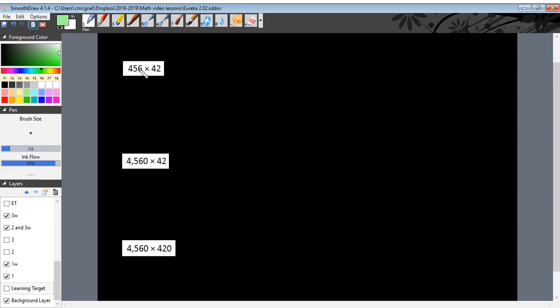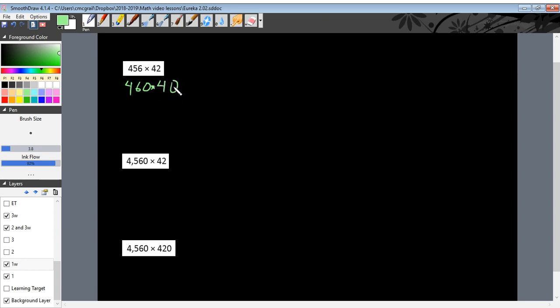So in your notebook, leaving a little bit of space, we're going to solve these 3 problems. And we're actually not going to use the standard algorithm today. Instead, we are going to round and we're going to estimate. So I'm looking at these numbers and I'm thinking about where I could round them to make them easier to multiply. When I first see 456, my first reaction is to round it to the nearest 10. So I would round it to 460. And when I see 40, I would also round that to the nearest 10 and I would get 40.